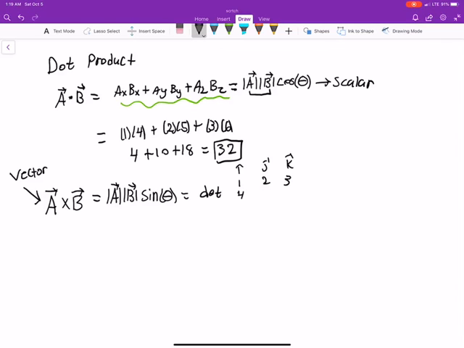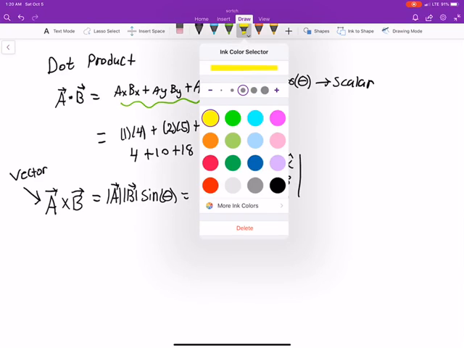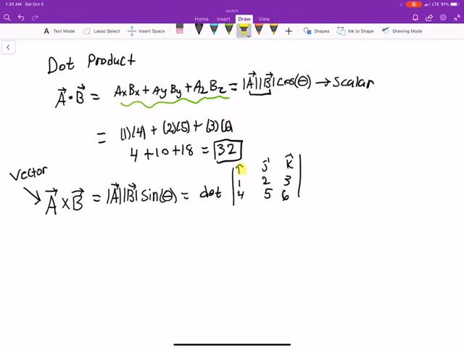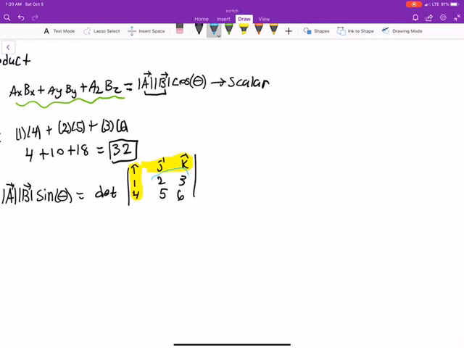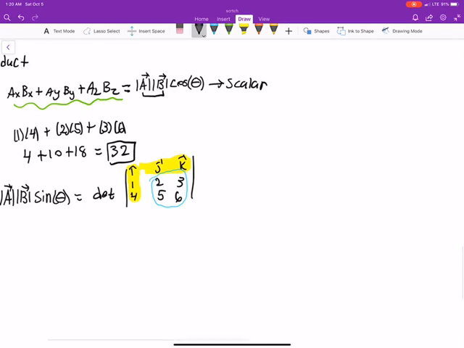Cross B, 4, 5, 6. And we can compute this determinant. The way we do this, I'll just unhighlight it so you can see what I'm trying to talk about here. The first thing we do is block this out, and block this out. Now we have a 2 by 2 determinant of just this stuff.